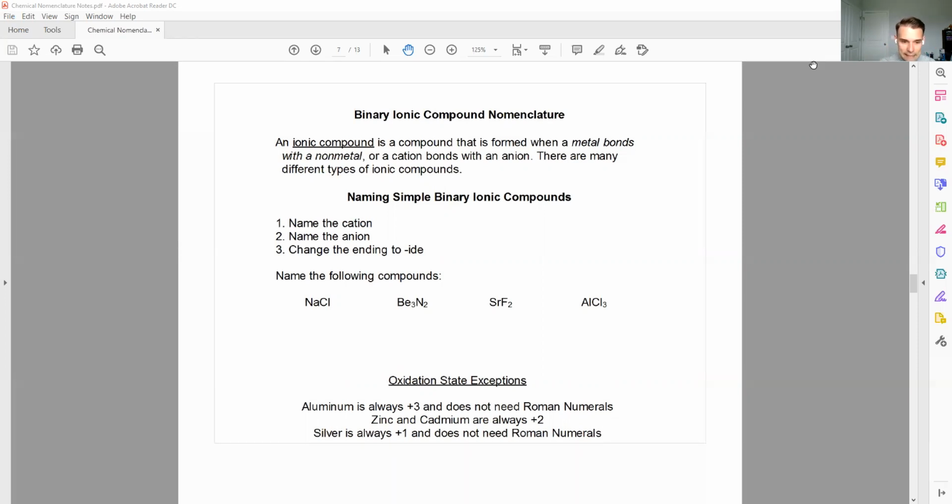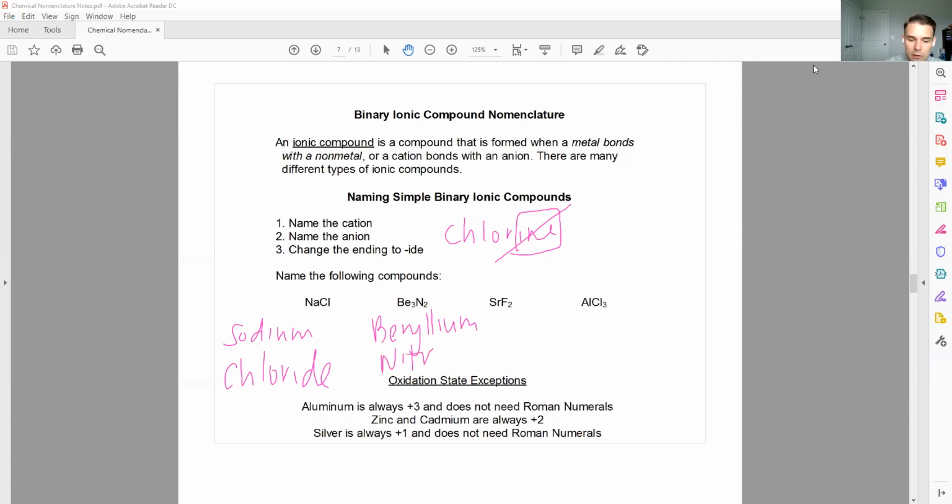So if we look at NaCl, Na is sodium, Cl is chlorine, change the ending to IDE. That's going to be sodium chloride. Looking at the next one, Be3N2, name the cation, beryllium, name the anion, nitrogen, change the ending to IDE. Nitrogen turns into nitride, so it's beryllium nitride.